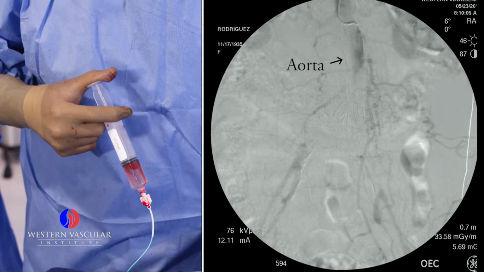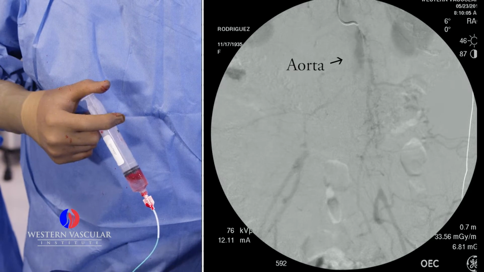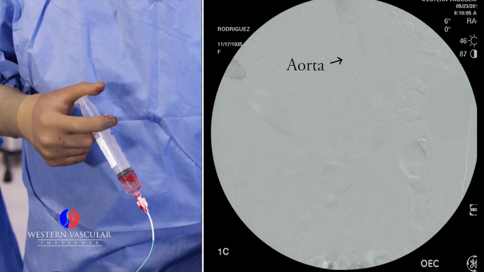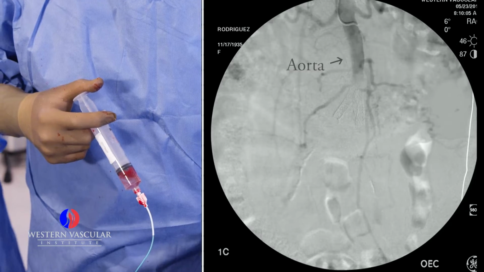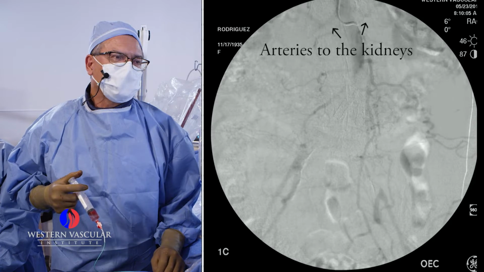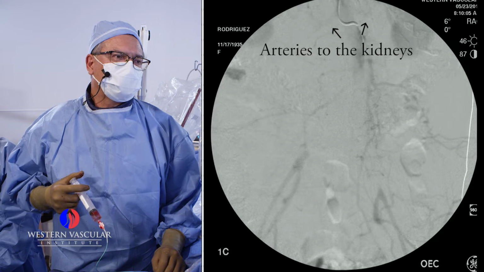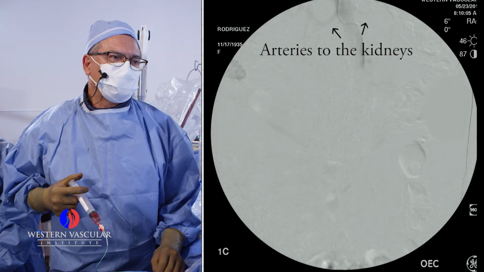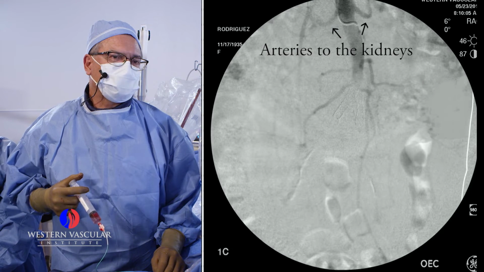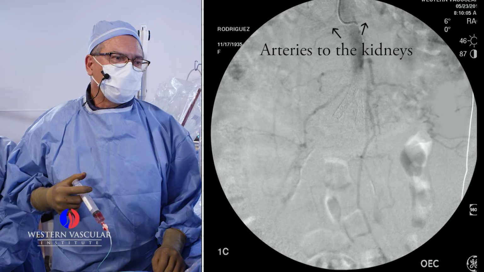So what we're seeing right now is the silhouette of the lower portion of the aorta. Those two branches at the top are the kidney arteries, the arteries that give the blood supply to the kidney. You can see the shape of the kidney at the end of the run.